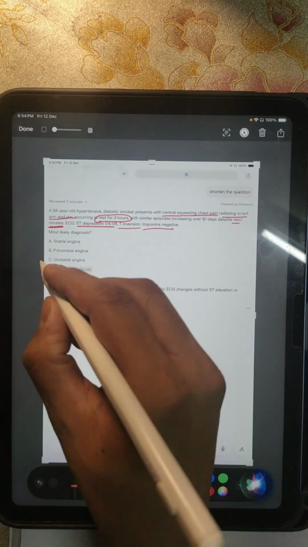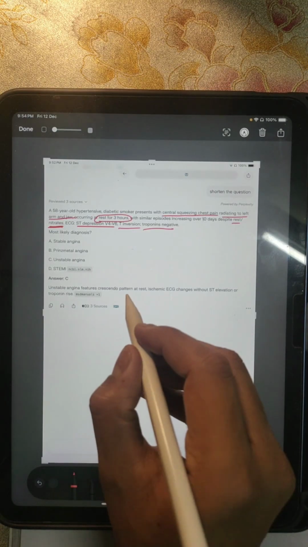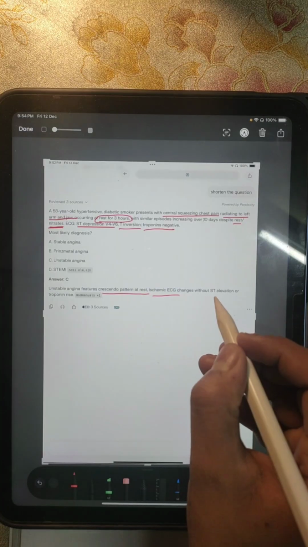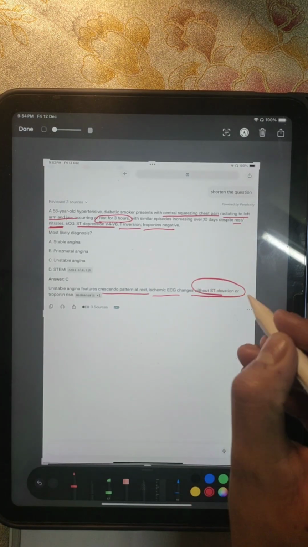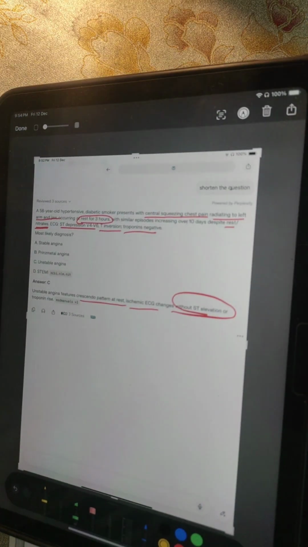So, obviously, it is an unstable angina. Features are crescendo pattern at rest, ischemic ECG changes without ST elevation or troponin rise. Okay, let's talk about unstable angina.